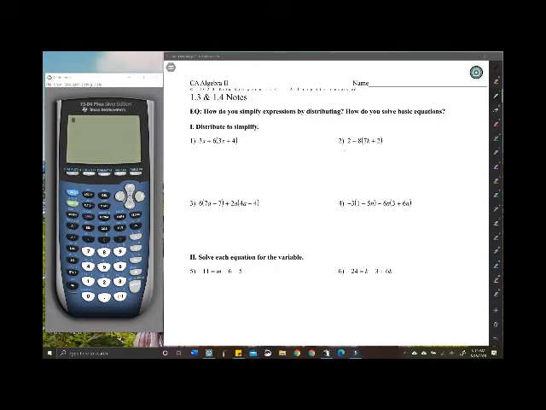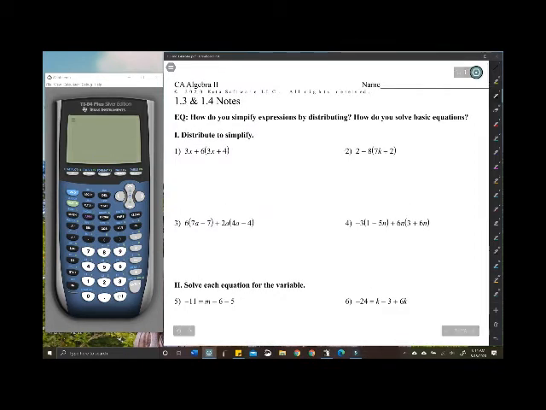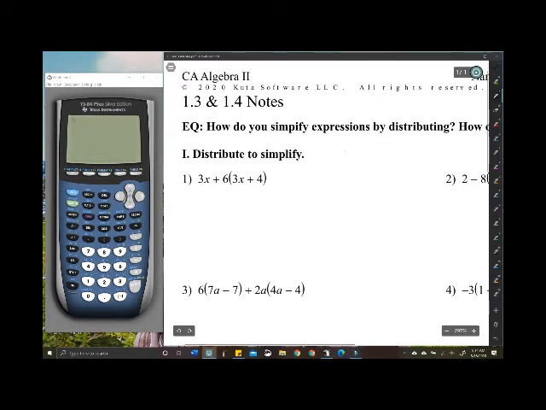2 for 1 today, okay? Because this stuff's pretty easy. You are going to rock this. I know it, okay? So, central question: how do you simplify expressions by distributing, and how do you solve basic equations? Easy peasy stuff. Distribute to simplify. We're going to apply the distributive property here, and then we're going to combine like terms. Like terms are things that have the same variables, or if they're just same numbers.